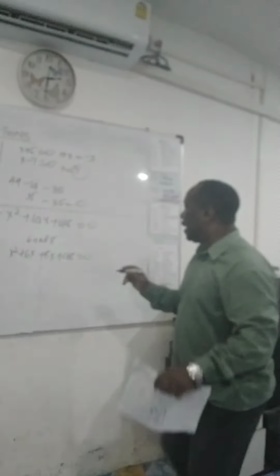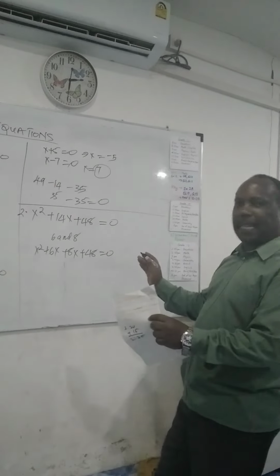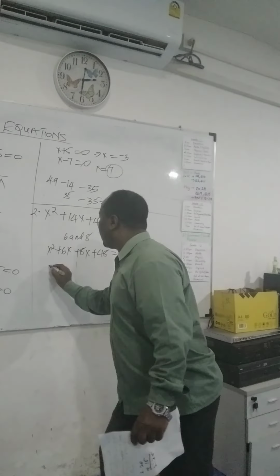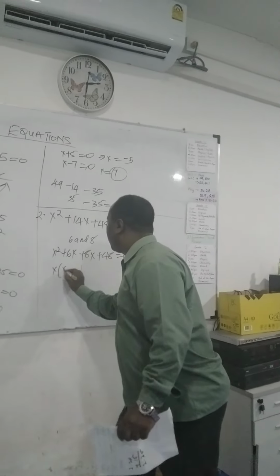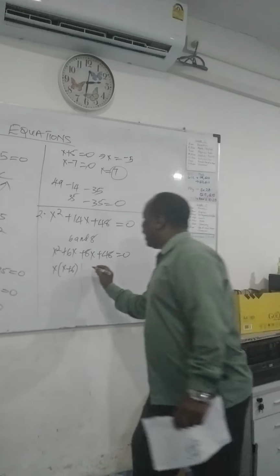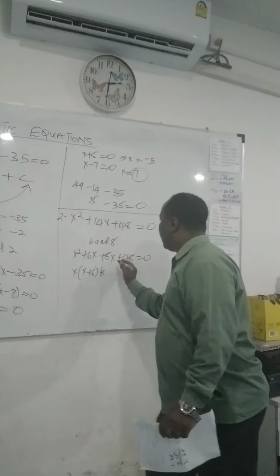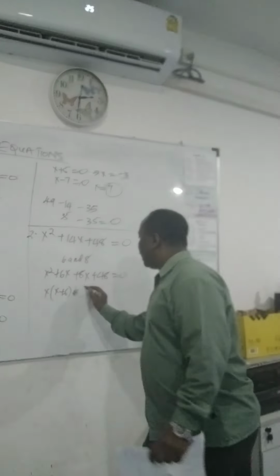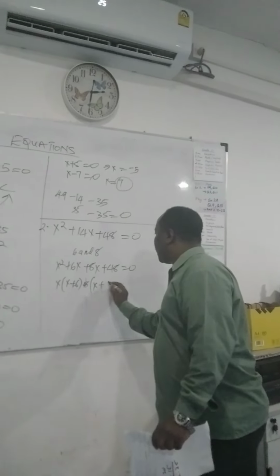And I come here and I take two at a time. I factorize, so I get here x into x plus 6. Here 8 is common, I get plus 8 into bracket x plus 6.